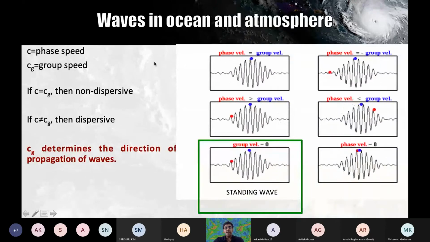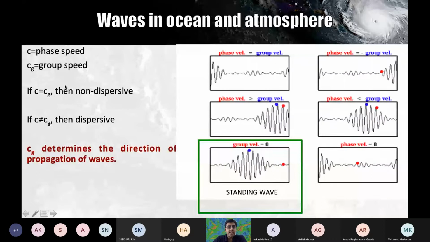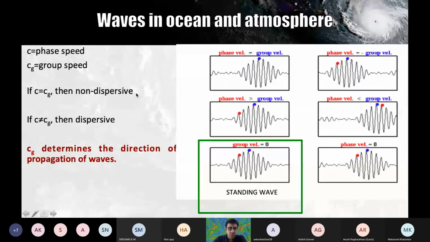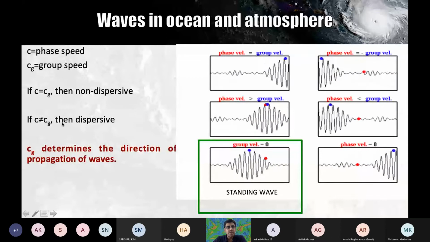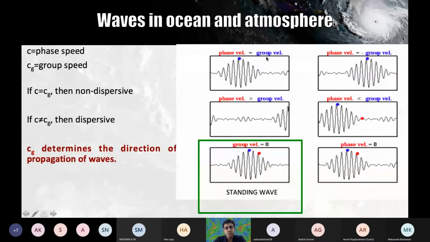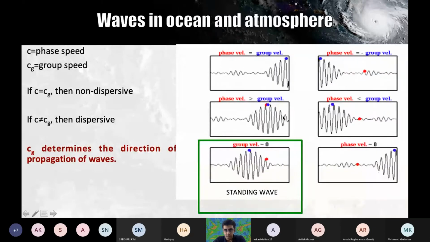In order to understand this, take a look at these two things: non-dispersive wave versus dispersive wave. A non-dispersive wave is one where the phase velocity is equal to the group velocity. A dispersive wave is when the phase velocity is not equal to the group velocity.